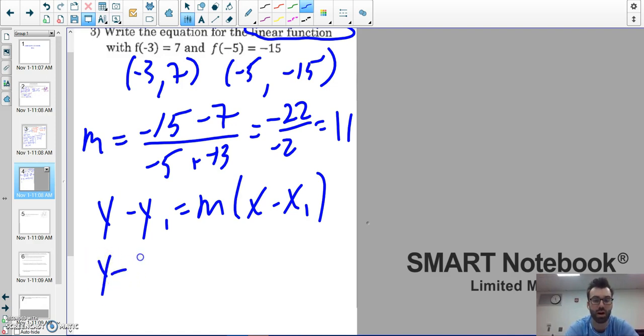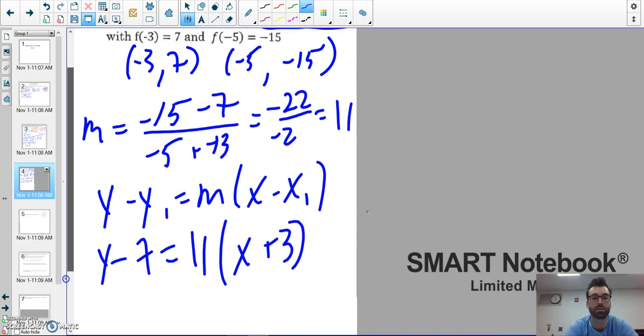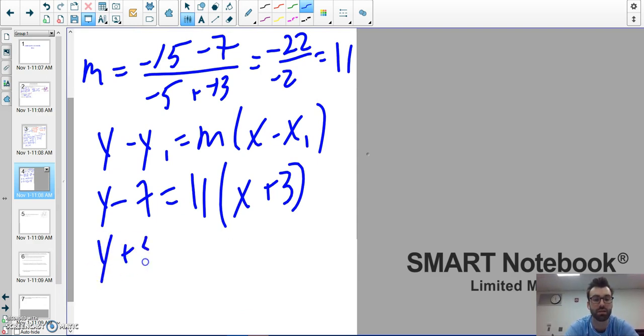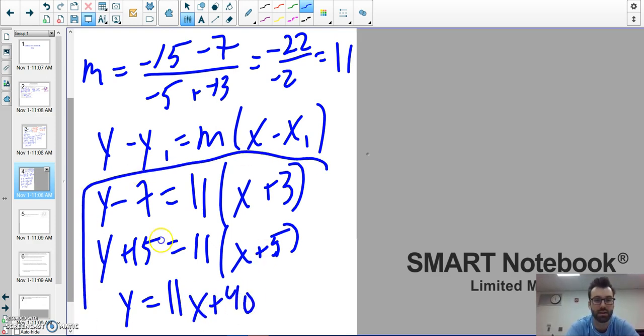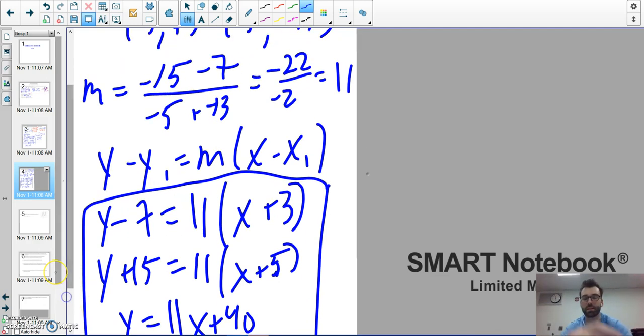So I can write this as y minus 7 equals 11 times x plus 3. Or I can write it as y plus 15 equals 11 times x plus 5. Or if you're a slope-intercept person, that's y equals 11x plus 40. All three of these answers are acceptable. All three. Isn't that neat? That's pretty neat. Okay.